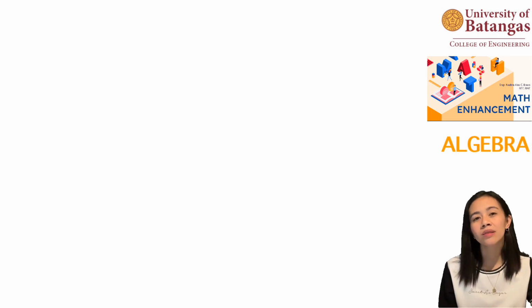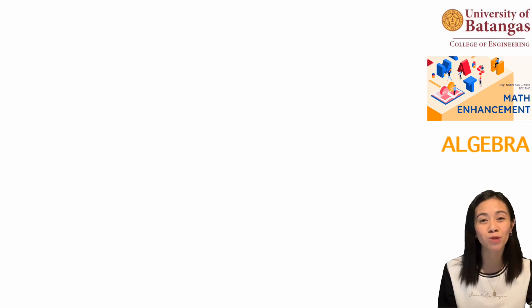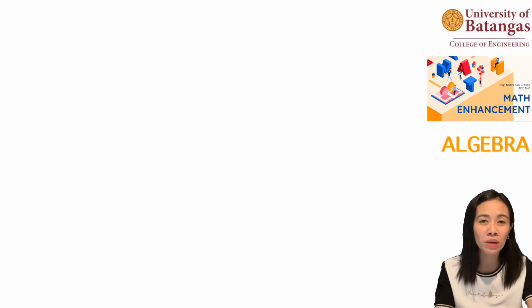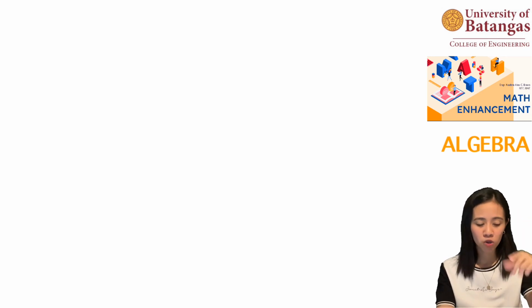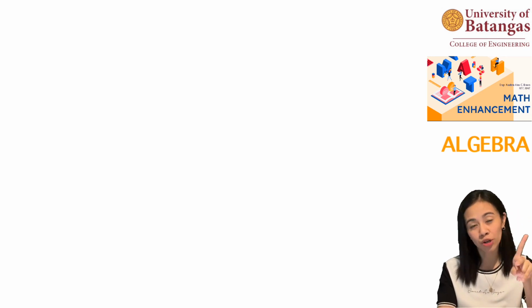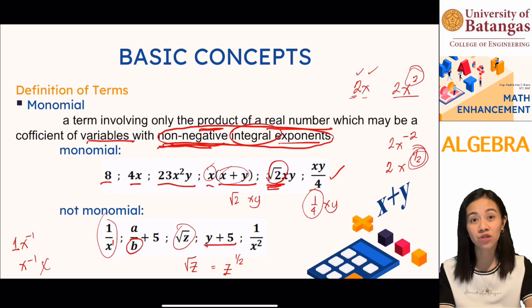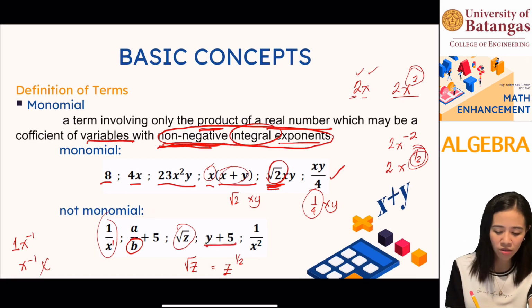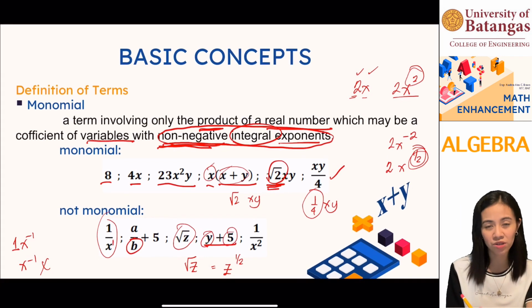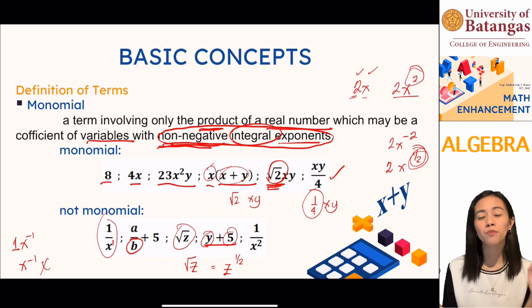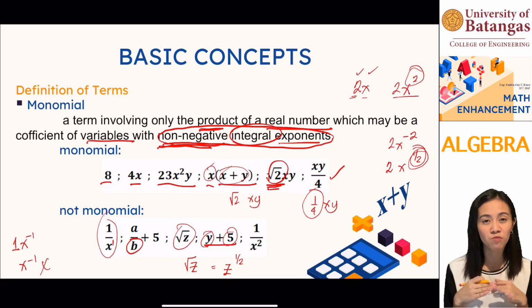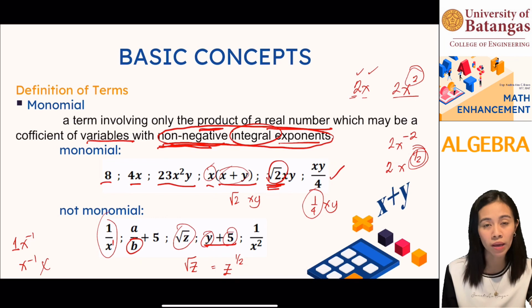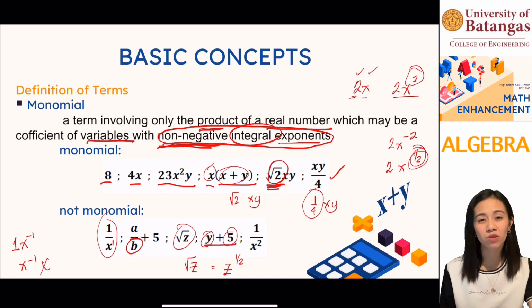Bakit? Because this is consisting of two terms na. So, kapag sinabi nating monomial, dapat one term lang siya. So, itong y plus 5 mo, these are two terms. Although each of them are considered monomial naman, di ba? This is a monomial, y. 5 is considered a monomial also. But if you put them together and separate them by addition or subtraction, it's not anymore considered a monomial since ang outer operation mo is addition.